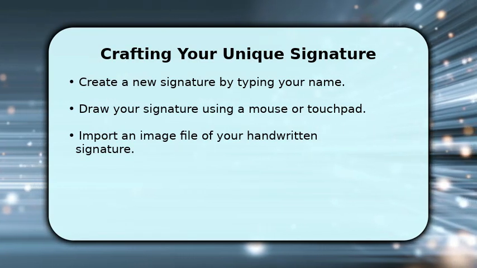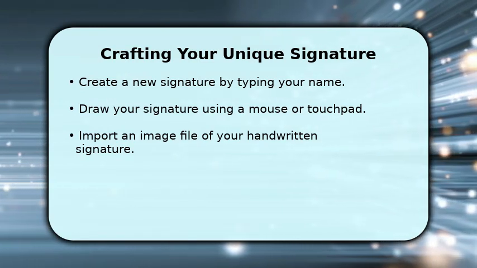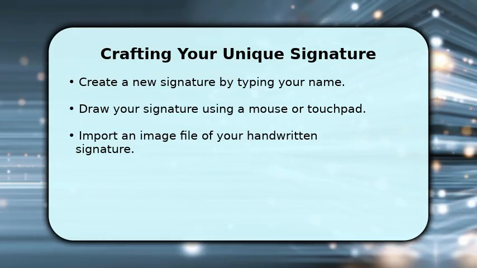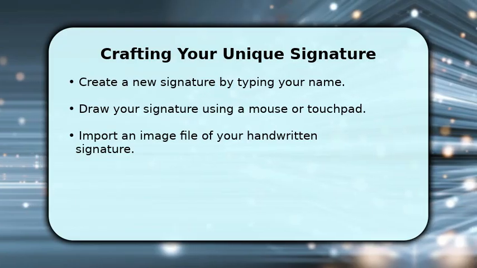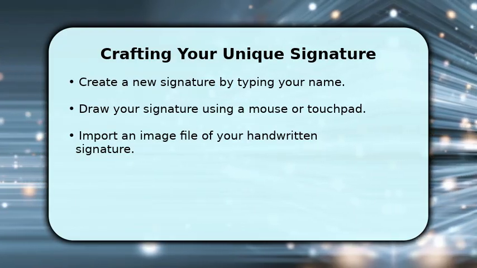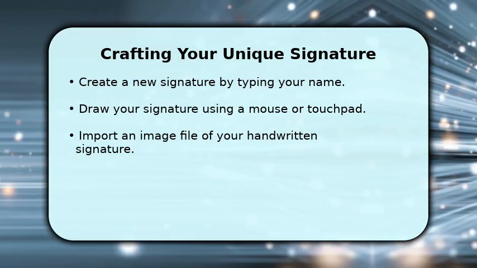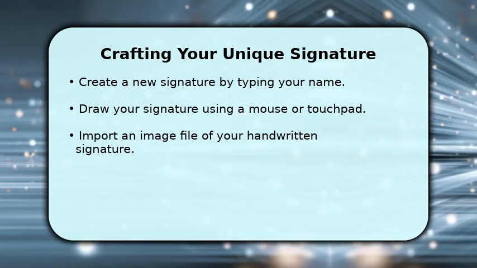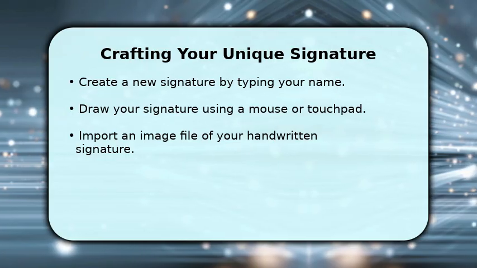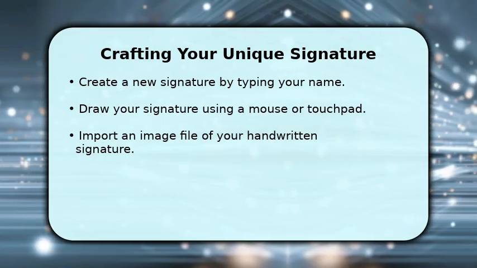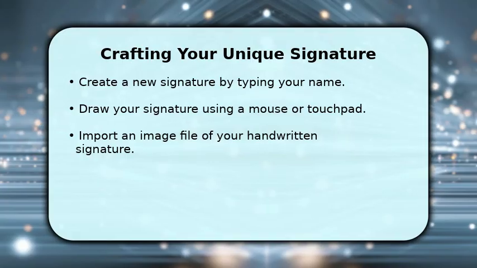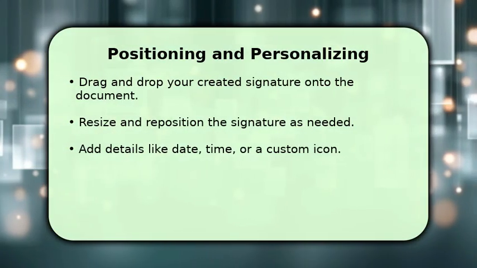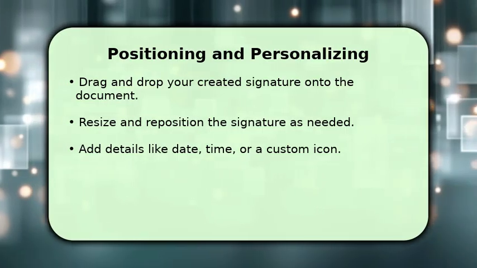Click on Manage within the Protect tab to open the Signature Management dialog. You have three main options. You can type your name, which the editor will convert into a stylized font. Alternatively, you can draw your signature directly using your mouse or touchpad. For a more authentic look, you can import an image file of your handwritten signature, ideally a PNG with a transparent background. Once your signature is created, it's time to place it on your document.